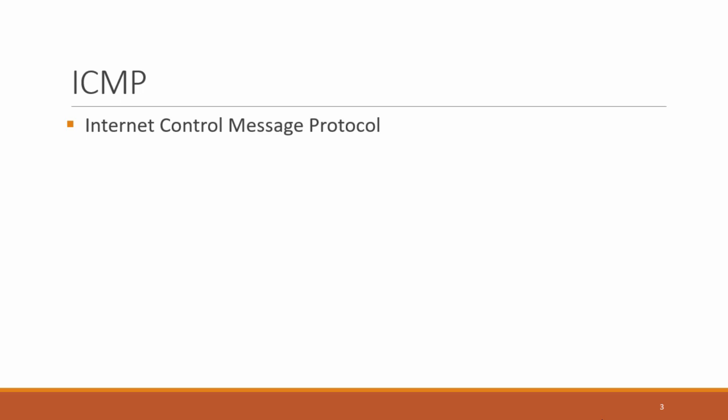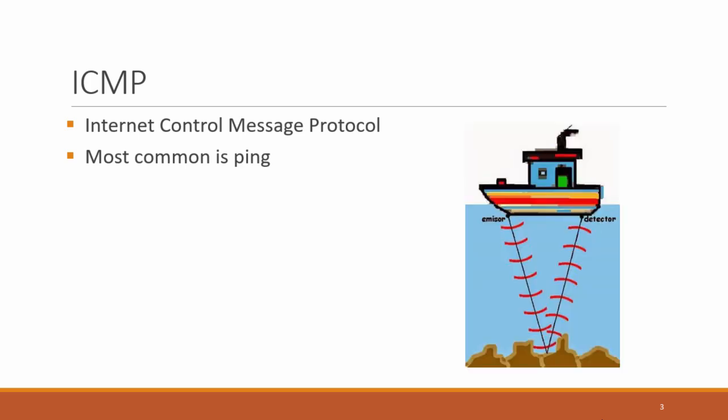So ICMP, Internet Control Message Protocol. This is the protocol to communicate messages within the network. Some of the protocols do not have the capability to acknowledge and subsequently provide reliability, so they use ICMP. The most common form of ICMP is probably ping. This is the same ping that's used in sonar, and that is sending out a transmit request and waiting for a return from a receiving target.